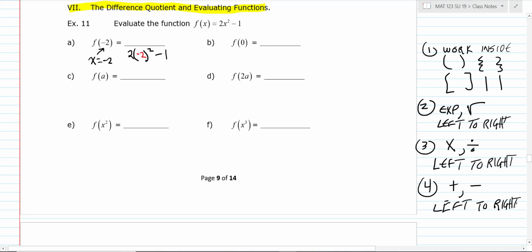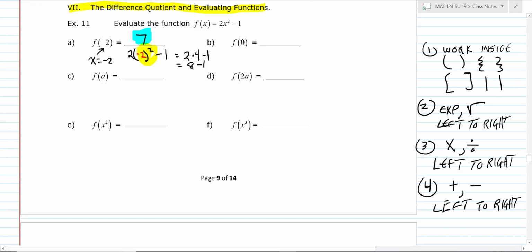Okay, so on this thing, of course, we do the exponent first. So the first thing I'm going to do is just this part right here, and only this part right here. So if you do negative 2 to the second, that's 4. So that would be 2 times 4 minus 1. Then we do the multiplication. We multiply before we subtract, so that would be 8 minus 1, and 8 minus 1 is going to be 7. Okay, so the answer to that problem would then be equal to 7.